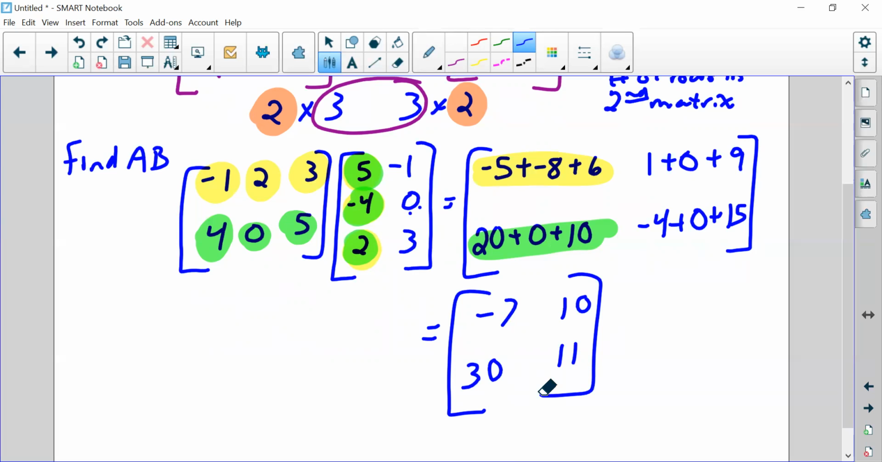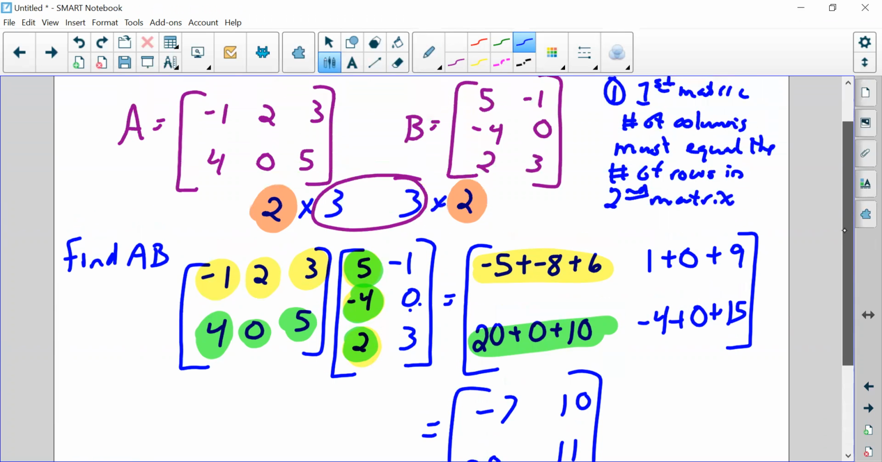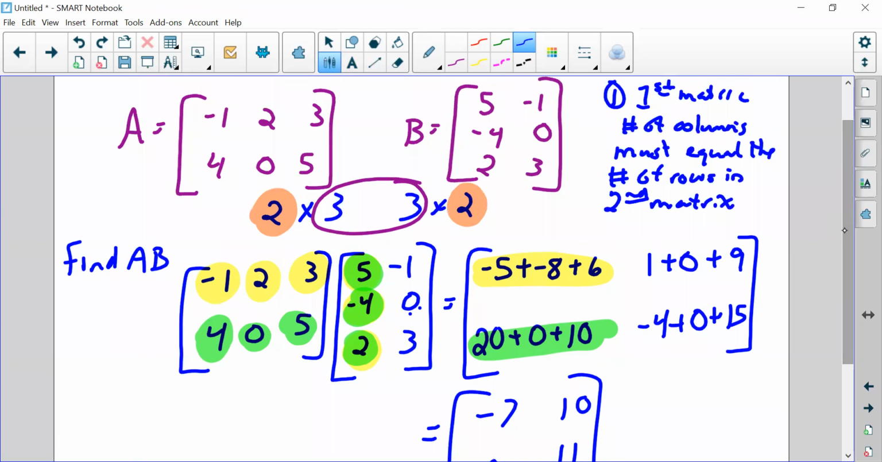All right, now find, if possible, B times A. Let's see if it's the same thing, because I know 2 times 3 is the same as 3 times 2. I wonder if I take matrix A times matrix B, am I going to get the same as B times A? So we want to find B times A. I'll give you a moment to do that. There's your A and B again, if possible.